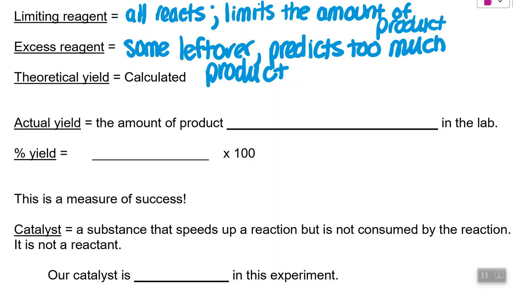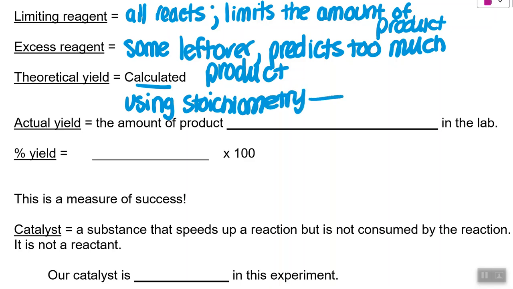Okay, the theoretical yield is calculated using stoichiometry, which means somewhere in the calculation, you're going to use the coefficients. And in this one, the coefficients are all 1, so it makes that a simpler calculation. Okay, so theoretical yield is a calculated amount. It's the maximum possible you can make. It's based on all of the limiting reagent being used up.